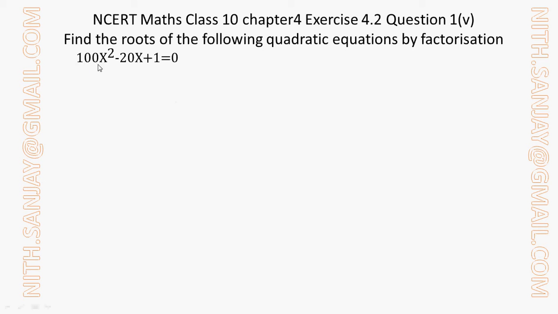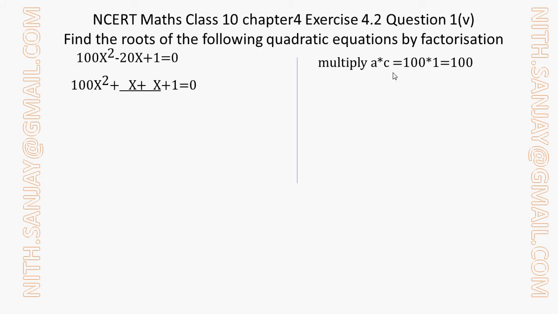The given equation is 100x square minus 20x plus 1 is equal to 0. When we want to solve any equation by factorization, we have to split the middle term into two terms in such a way that when we add these two terms, they should be equal to minus 20x, and when we multiply these two terms, their multiplication should be equal to the multiplication of the coefficient of x square and the constant term.